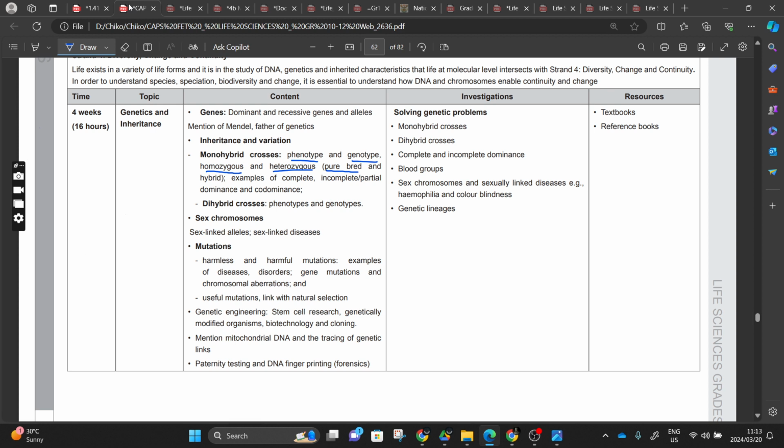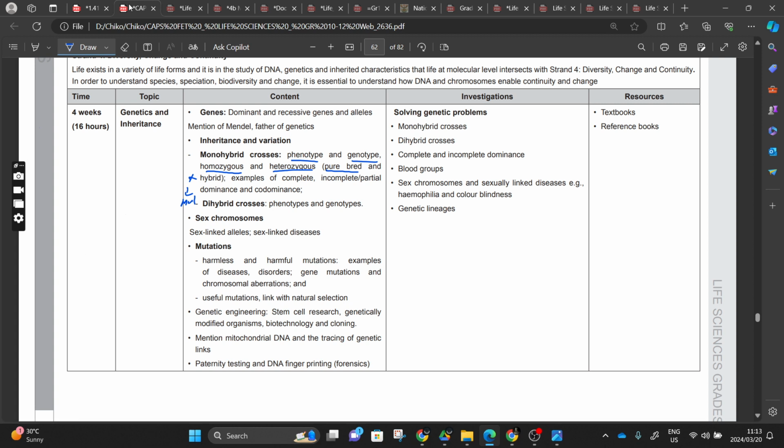Purebred means the genes are the same, and hybrid means they are different. For example, a horse and a donkey being crossed give a mule. And then, for example, a human and a chimpanzee having a child would be a hybrid.